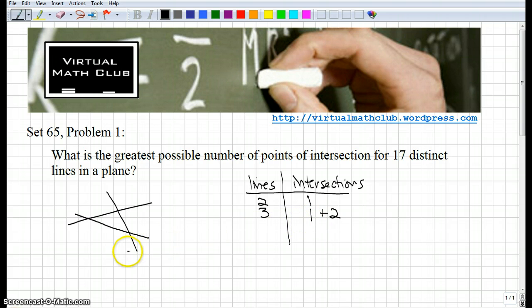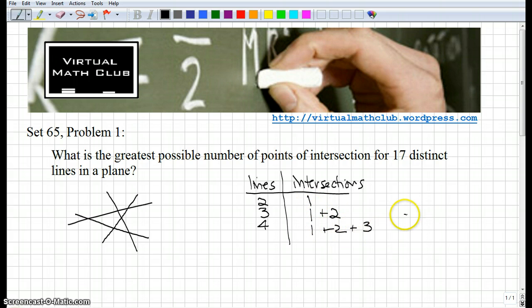Now if we add another line and we make it intersect all of the existing lines, this is the fourth line, we're going to have the first intersection plus the two that we added with the third line, and in order to get the maximum number of intersections we have to intersect all of the three lines that came before the fourth line, okay? So you see a pattern here, right?